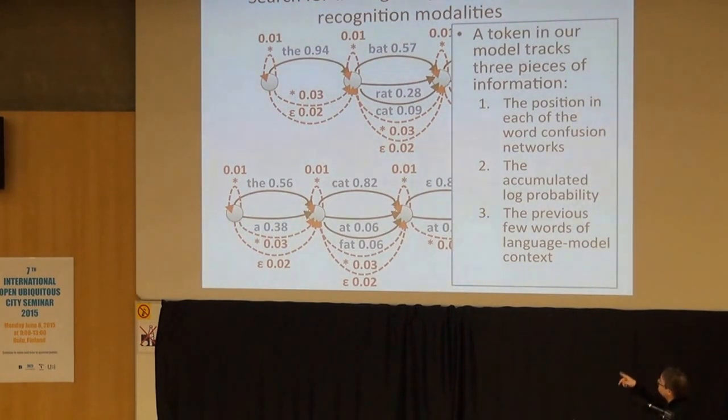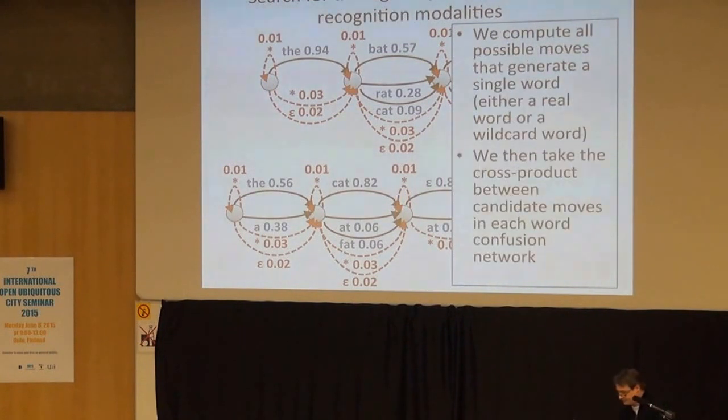So a token is basically a very simple data structure. It knows the position of the token in both of the networks. It has an accumulated log probability. A log probability is just a log-transformed probability, and the only reason you do it is because of numerical accuracy, so there's nothing special with it. And it has the previous few words of language model context, basically what we have built up so far. So what we do is we compute the cross product of all possible token routes for an individual token.